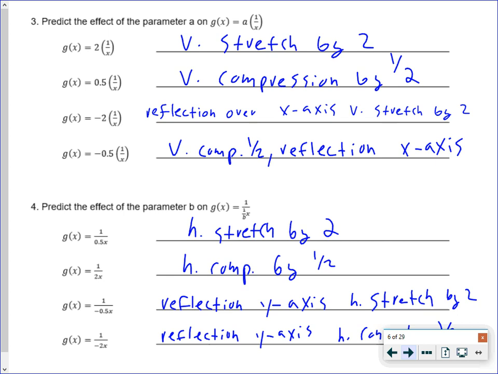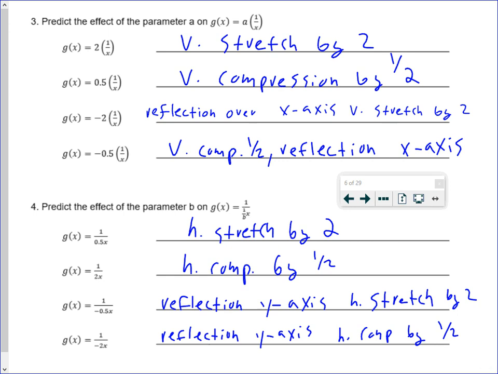For number 3 and number 4, for number 3, we have g of x was 2 times 1 over x. Our a value is 2, so the vertical stretch by 2. For the second one, our a value is 0.5, so it's a compression by a half. For the third one, we have a reflection over the x-axis and a vertical stretch by 2, since our A is -2. And then for the last one, we have a vertical compression by 1/2 and a reflection over the x-axis, since our A is -0.5.